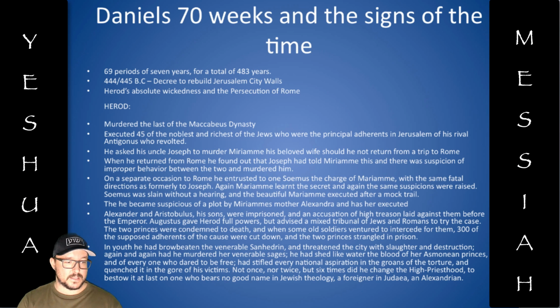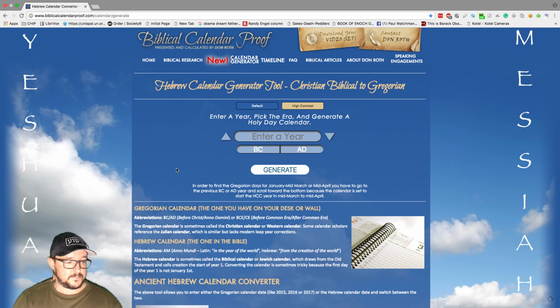Not once nor twice, but six times did he change the high priesthood. So he was interfering with the high priesthood and the things that were going on in the temples as well. So the Magi should have known around about the time that the Messiah was about to arrive, based on Daniel's 70 weeks prophecy, but also based on what was going on in Jerusalem.